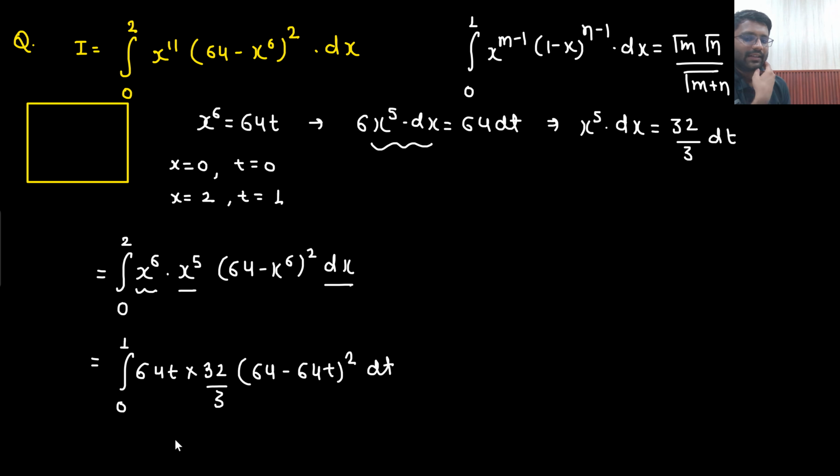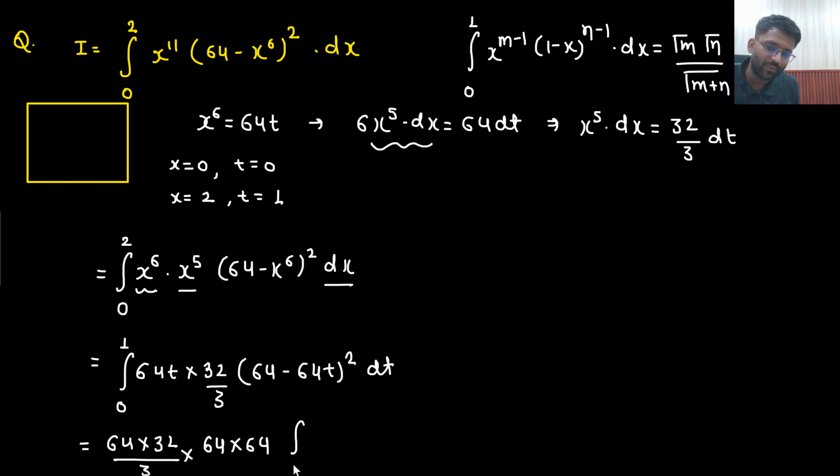Is that clear? This step is clear to you or not? Completely clear, sir. Now what you would do, 64 you can take outside, 32 you can take outside, divided by 3, 64 square you can take outside. From here I am taking 64 common, so 64 square will come outside, no? So inside what will be left? 0 to 1, t into 1 minus t square dt.